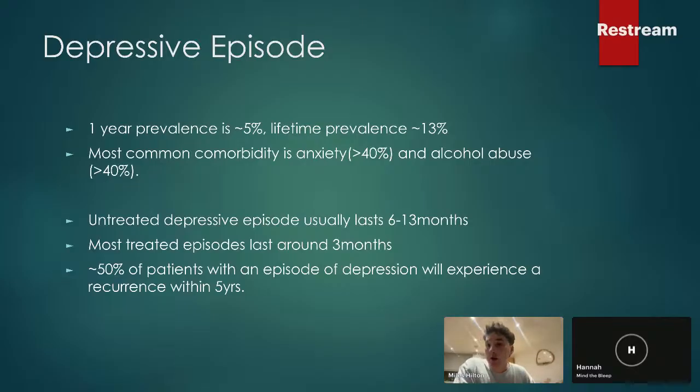For a depressive episode, the 1-year prevalence is about 5% and the lifetime prevalence is 13%. The most common comorbidity is anxiety and also alcohol abuse. An untreated depressive episode usually lasts around 6 to 13 months, but it can be much longer, whereas a treated episode lasts around 3 months. 50% of patients who have an episode of depression will experience a recurrence within 5 years.